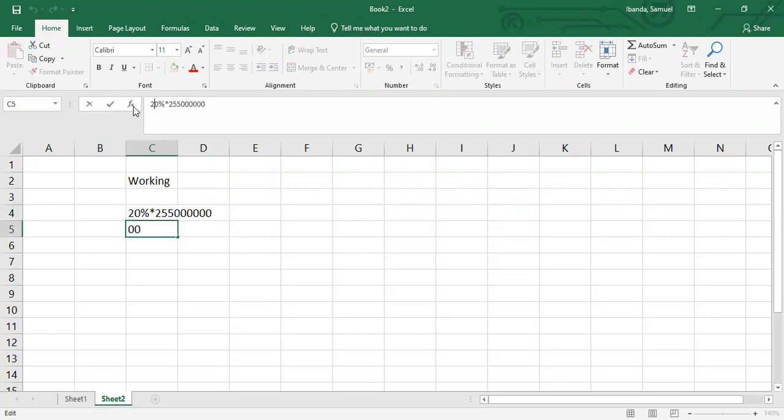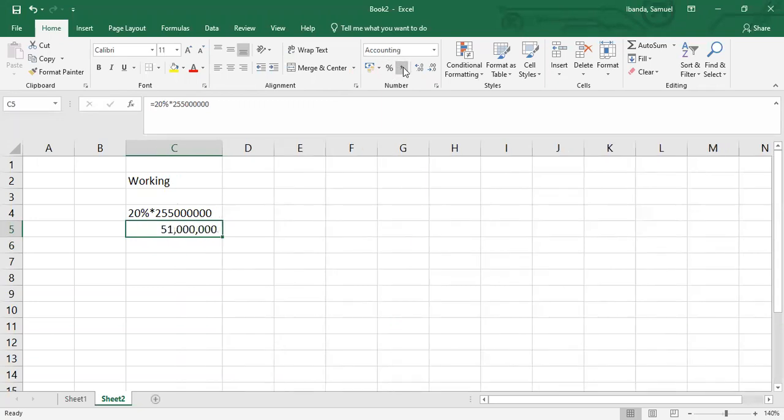Then for me to get the answer to this, 20% of the 255 million gives me that value. But remember, this asset only existed for 7 months. Okay, so this is the annual depreciation.